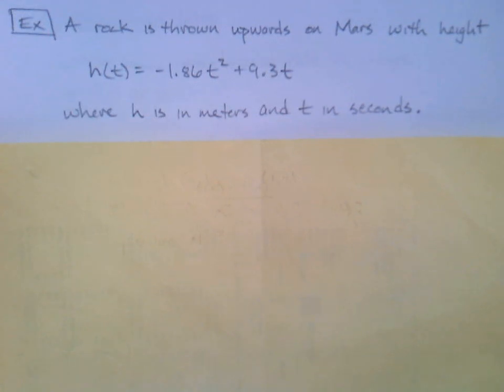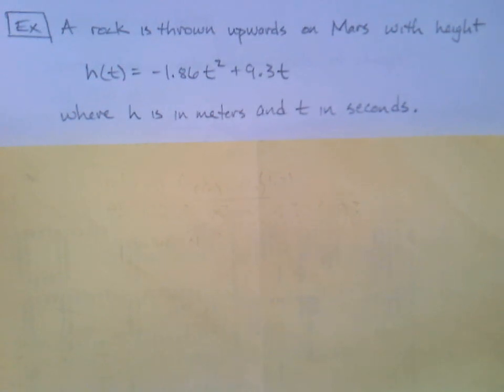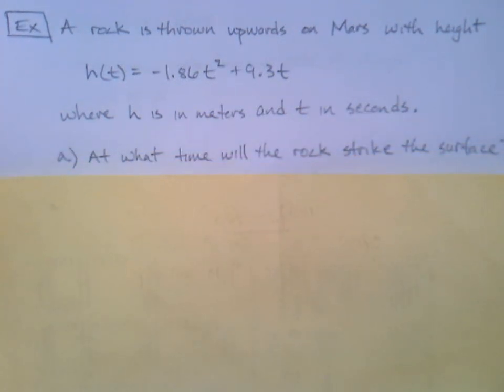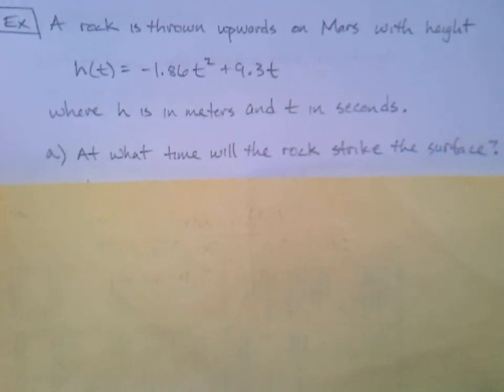It says a rock is thrown upwards on Mars with height h of t equals negative 1.86 t squared plus 9.3 t, where h is in meters and t in seconds. Obviously Mars has a weaker gravity than Earth, so you can really throw something high. A rock, you find a Mars rock and throw it upwards. That'd be fun. Okay, what's the question? Part A, at what time will the rock strike the surface of Mars?